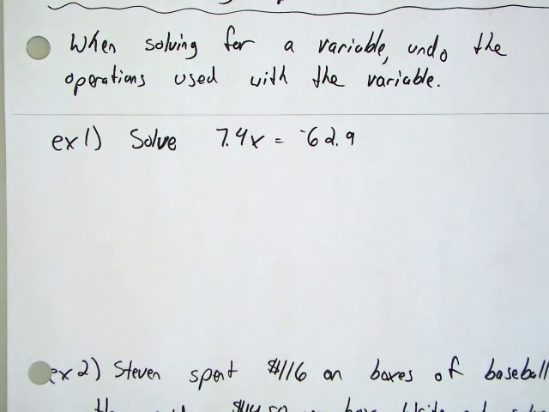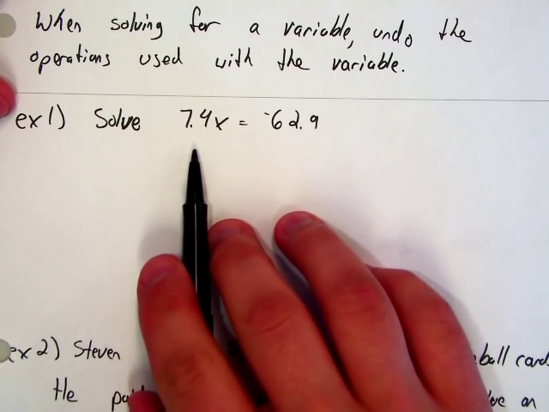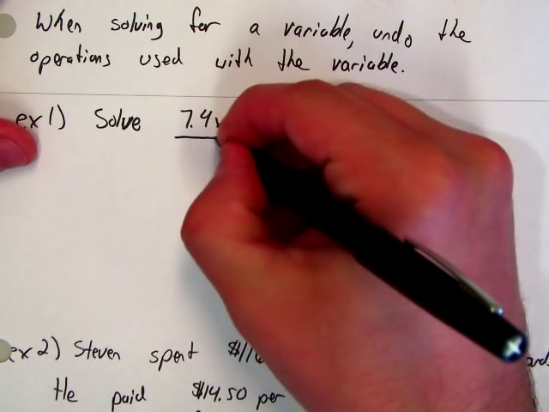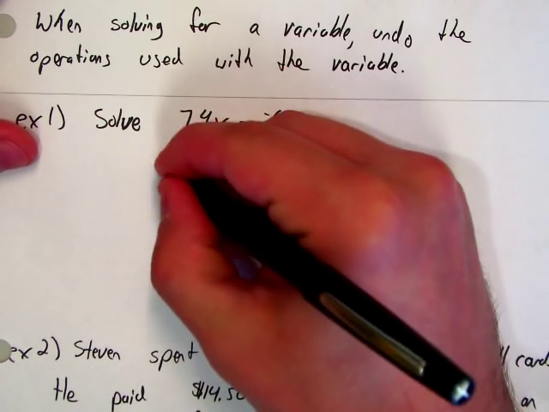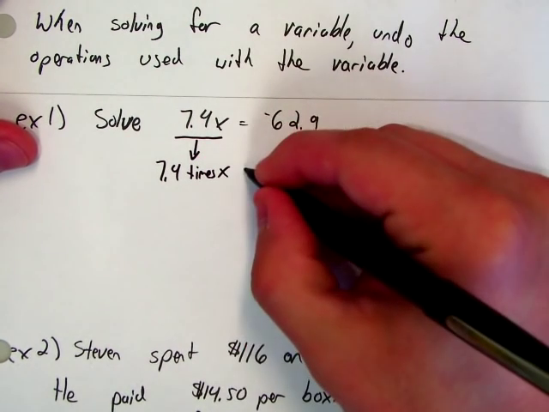Alright, today we're going to be talking about Chapter 8, Lesson 1. This is solving equations with rational coefficients. When we are solving for a variable, we always undo the operations used with that variable. For example, this is 7.4x equals negative 62.9. This really means 7.4 times x.